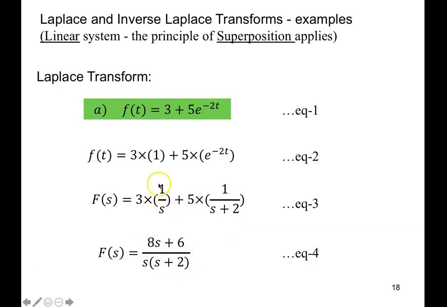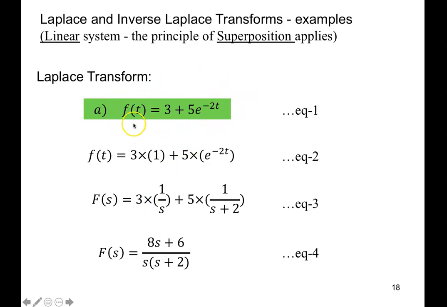If I multiply this term top and bottom by s plus 2, and this term top and bottom by s, I can find a common denominator and add them together. I end up with the Laplace transform of (8s plus 6) over s times (s plus 2). That's the Laplace transform of this f(t).